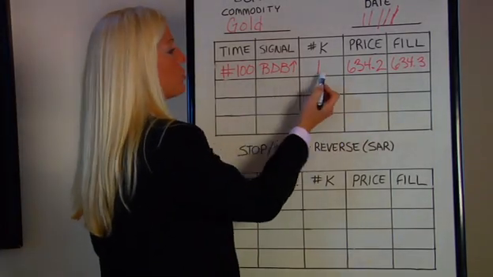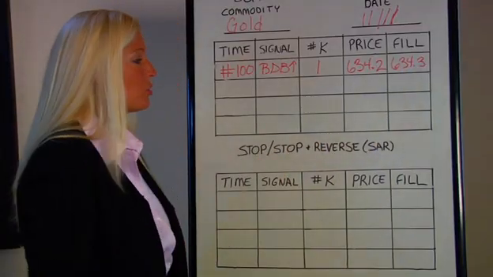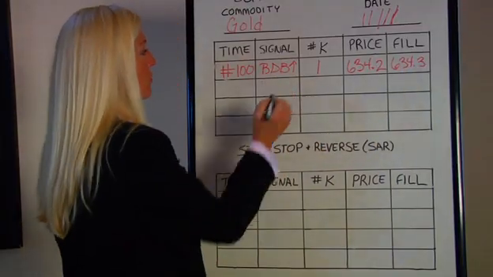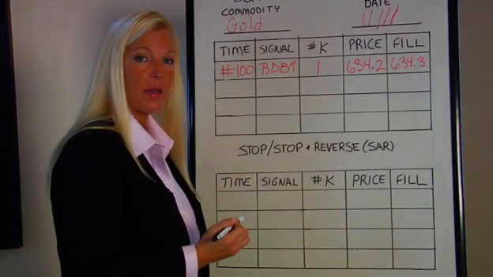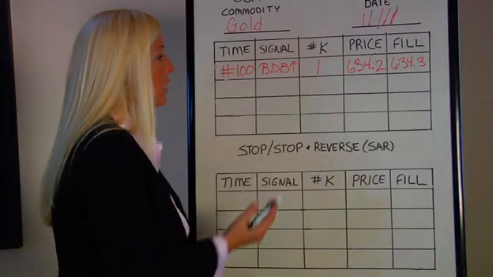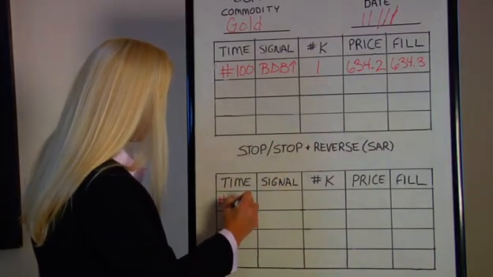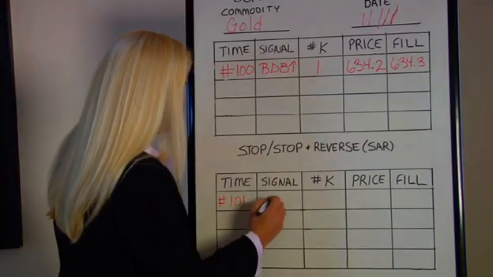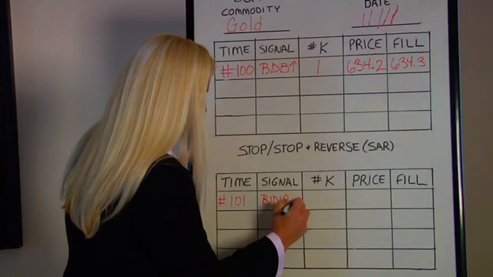We have 1 contract at $634.20 and we were filled at $634.30. Now this is a bullish divergent bar entry, so we want to place a stop. The stop for that is going to be the opposite end of the bar. So now that we're filled, we're going to go back in, and this will be ticket number 101. And the signal is going to be the opposite BDB on the other side.